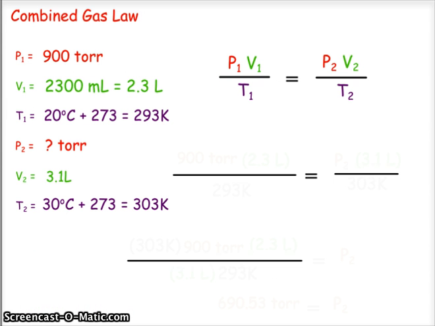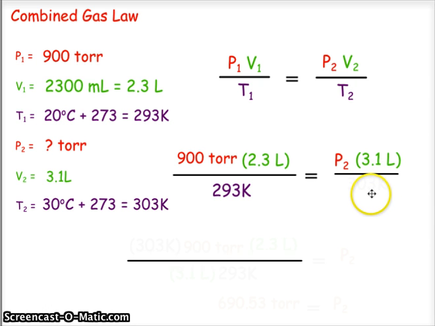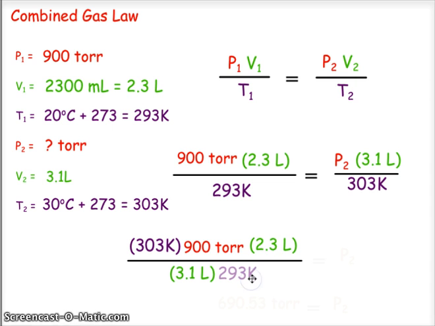So once we've identified everything and we make sure that the units are consistent and that the temperature is in Kelvin, we can plug our values into the equation. P1 is 900 torr, V1 is 2.3 liters, 293 Kelvin is the original temperature. We are looking for the final pressure. The final volume is 3.1 liters, and the final temperature is 303 Kelvin. Doing a little algebraic math, we can rearrange the values so that 303 Kelvin times 900 torr times 2.3 liters divided by 3.1 liters and 293 Kelvin will give us an answer of our final pressure.